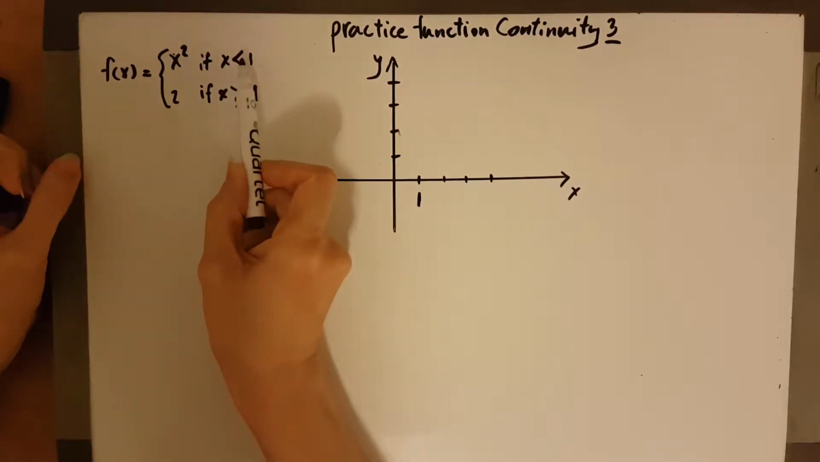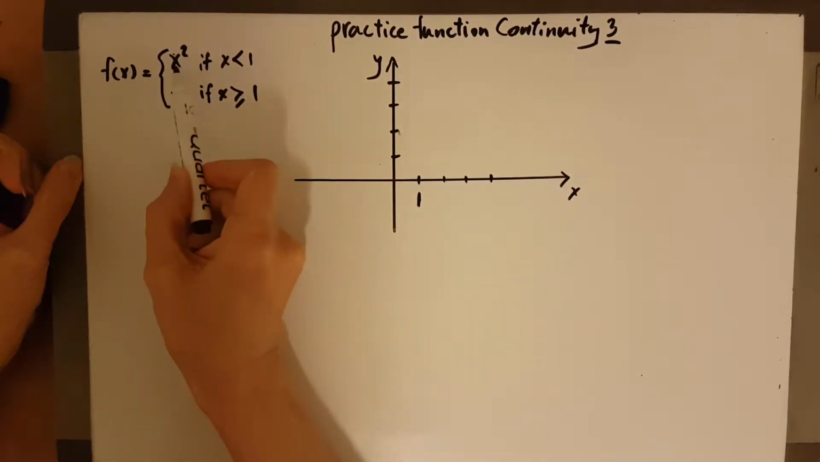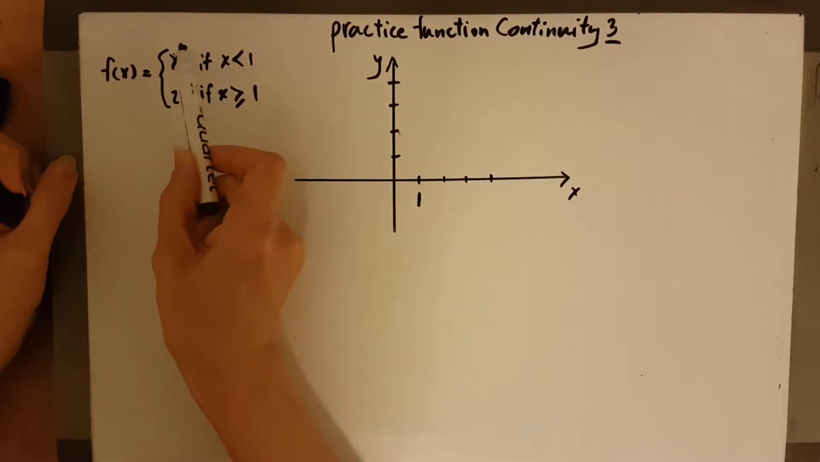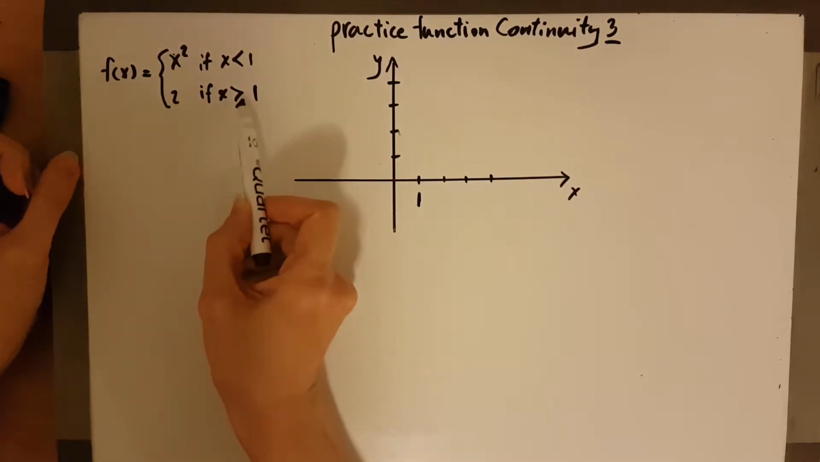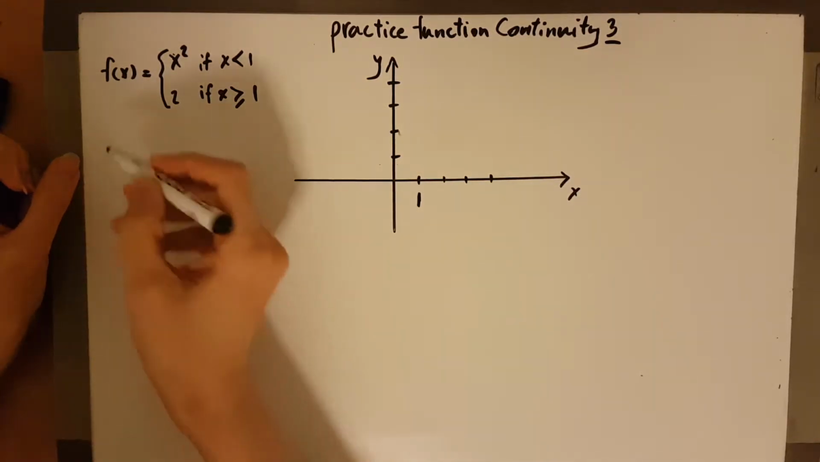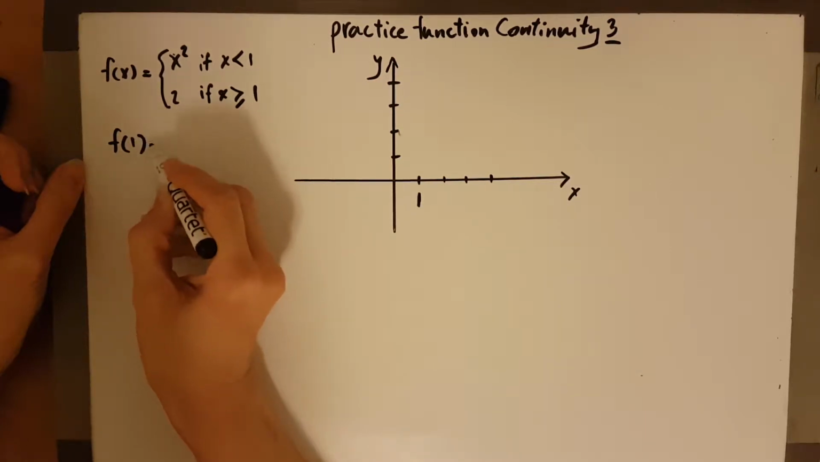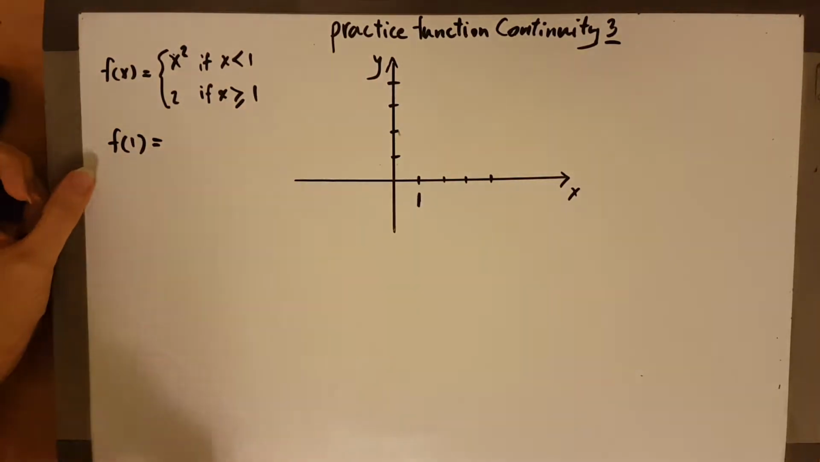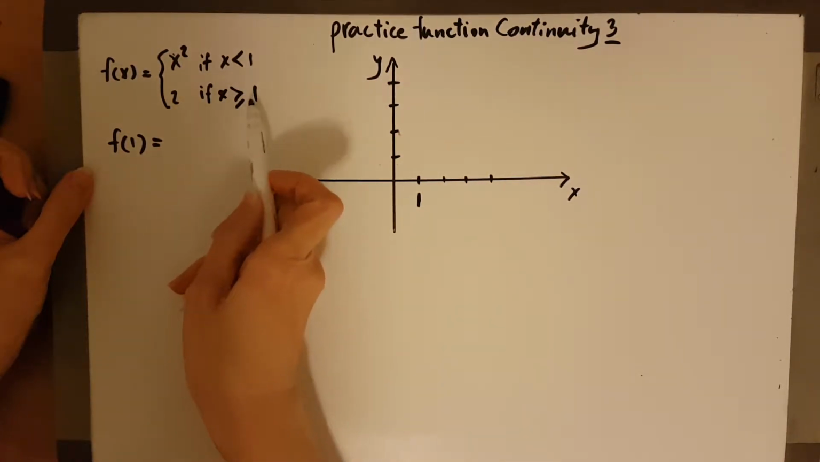For x smaller than 1, our function is x squared. And for x bigger than or equal to 1, the function is 2. So let's first find f of 1. The value of the function at the point 1 is included here, because this includes x equal to 1.